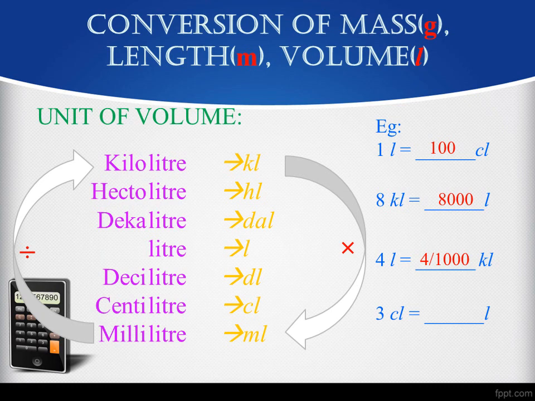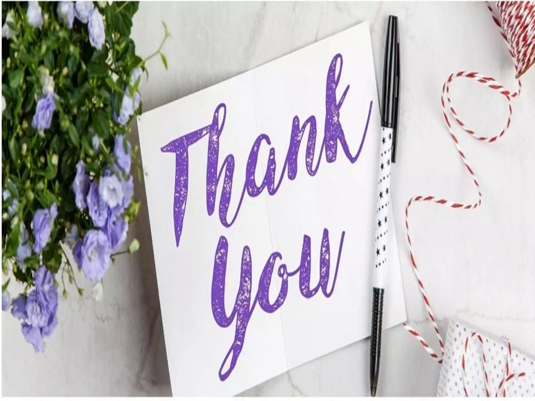Next one, 3 centiliter equal to dash liter. Centiliter is the smallest unit and we want to convert it into biggest unit, liter, isn't it? So now we are going to divide by 10 at each interval. How many intervals are there? Centiliter to liter, 1, 2. So 1 by 10 into 1 by 10 will get 1 by 100. When you are multiplying with 3, 3 by 100.